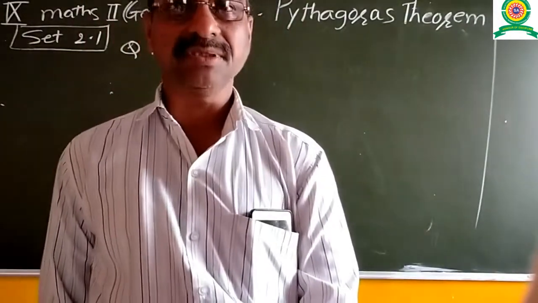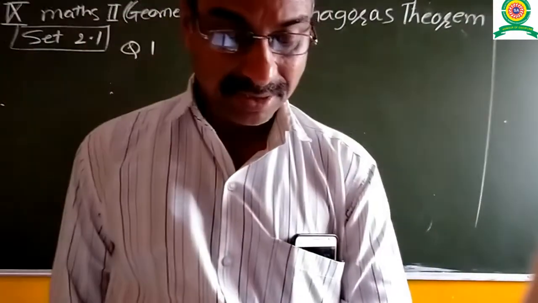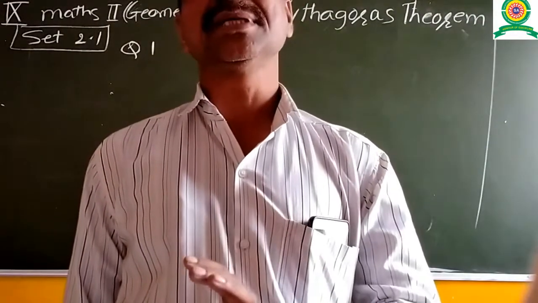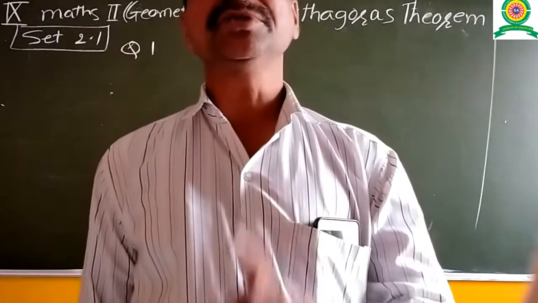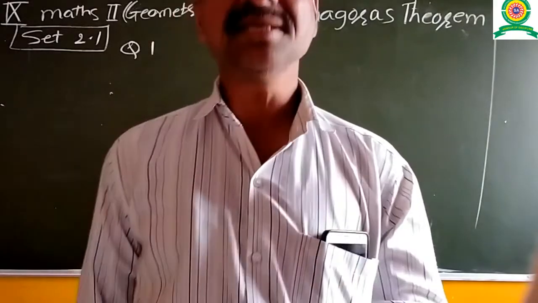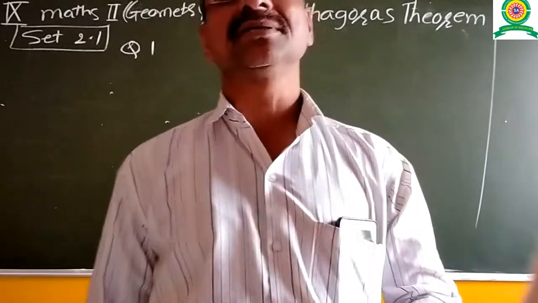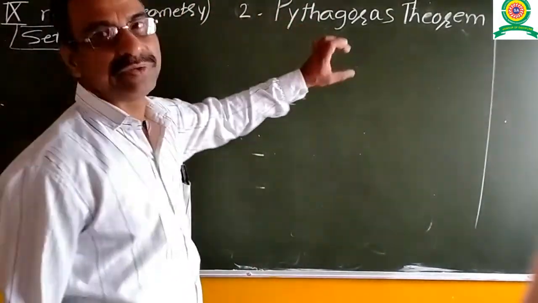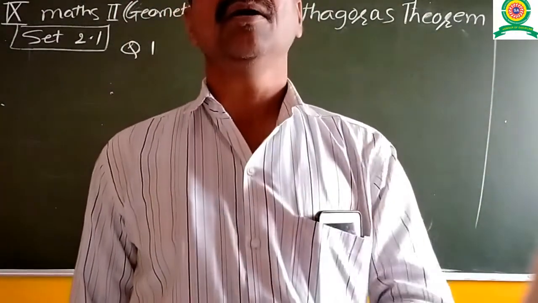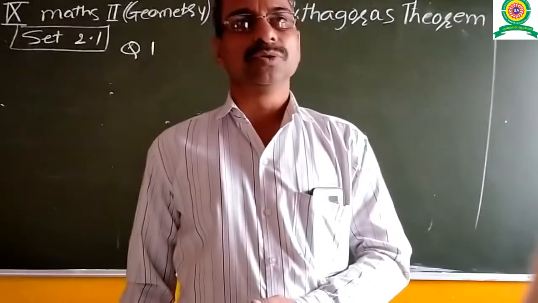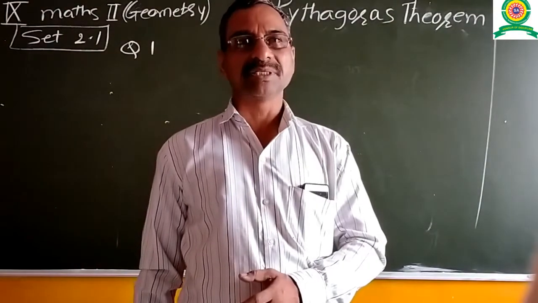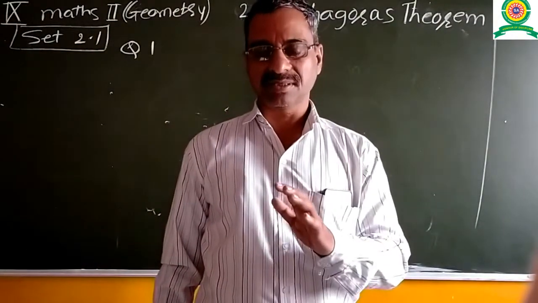Pythagoras triplet. First, what is a Pythagoras triplet? In a Pythagoras triplet, we take positive integers, and if the square of the largest positive integer is the sum of the squares of the other two smaller numbers, then those three numbers are called a Pythagoras triplet.